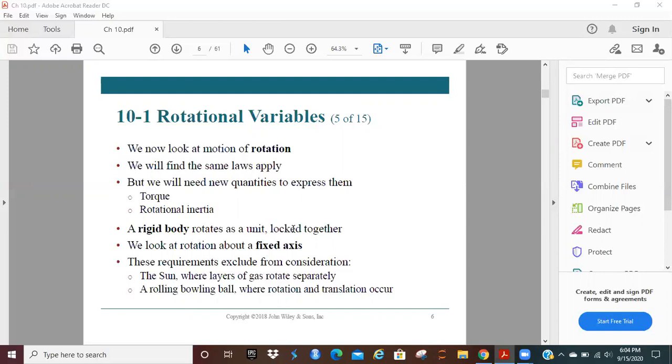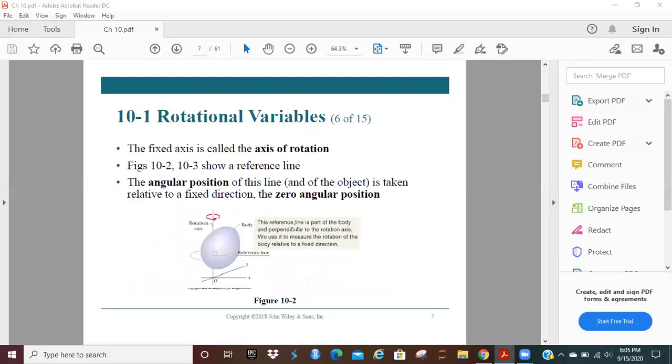Those types of restrictions are going to end up excluding certain cases, such as the sun, where layers of gas are rotating separately. A rolling bowling ball, where we have not only rotation, but we also have translation. So we're not going to look at that as of right now. As you might guess, the fixed axis is going to be called the axis of rotation.